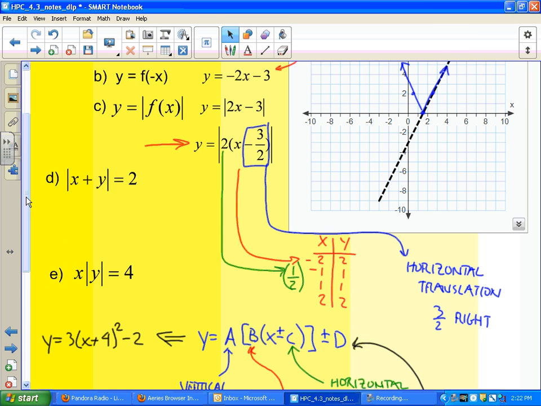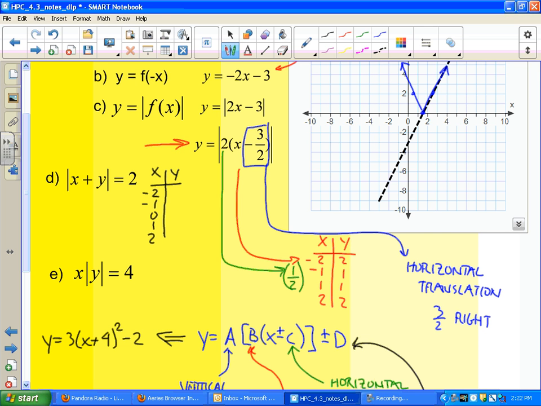All right, let's try it for D. I put a generic table. Let's just pick some points. Let's put a -2 in there, a -1, a 0, a 1, and a 2, and see what we get for y. I put a -2 in there. What does y have to be? 0 or a 4.